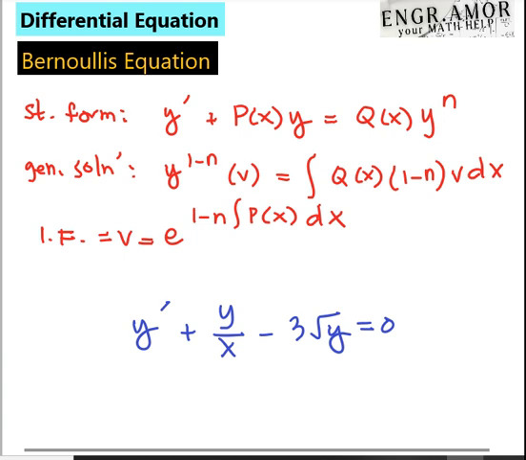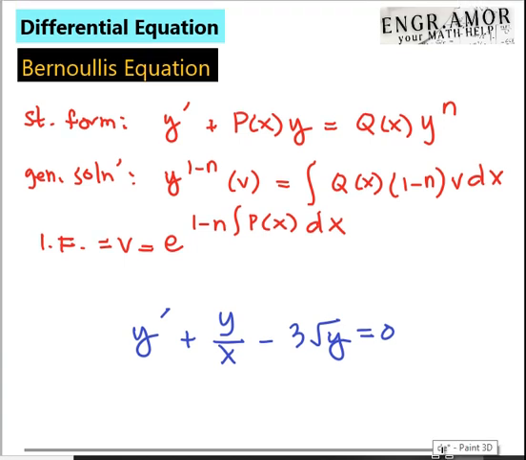Yung v po natin, yun pong ating integrating factor, is equal to the integral of q of x times 1 minus n times v dx. So ito po yung ating integrating factor, yung v, which is equal to e raised to 1 minus n times the integral of p of x dx.